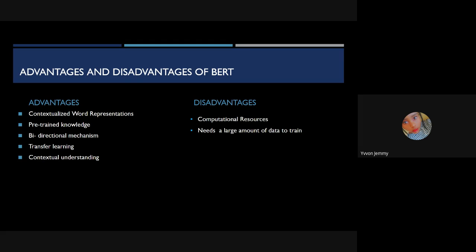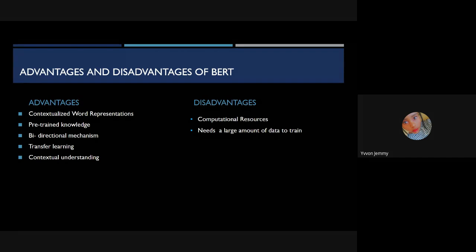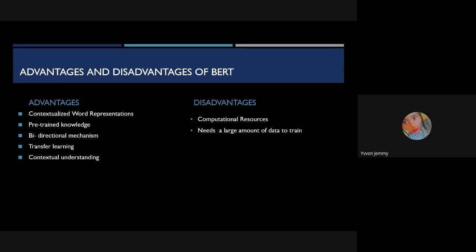Disadvantages: it takes a lot of computational resources for you to run BERT. For example, right now I can't run a program for BERT because I need to use another computer which has a GPU and also very high RAM. It also needs a large amount of data to train, even though we have said it has been trained on a lot of data. If you want to train it on a certain area, for example farming, you will also need a large amount of data to make BERT understand you.